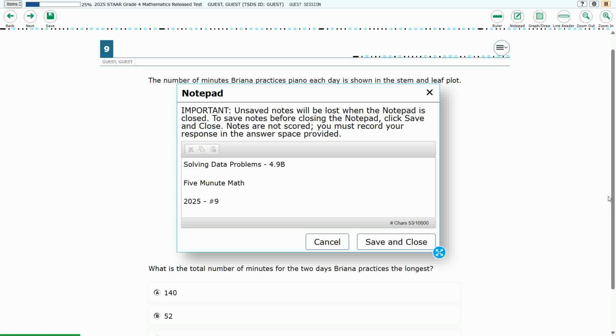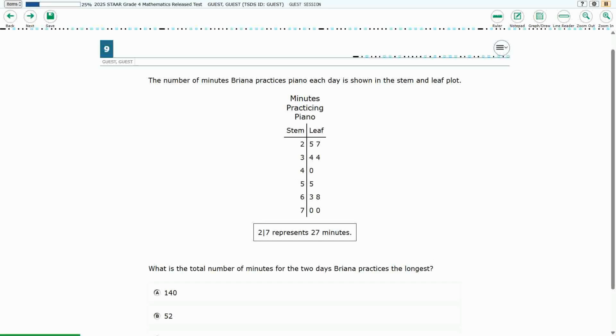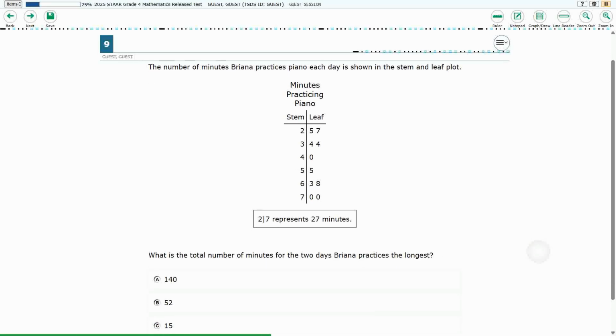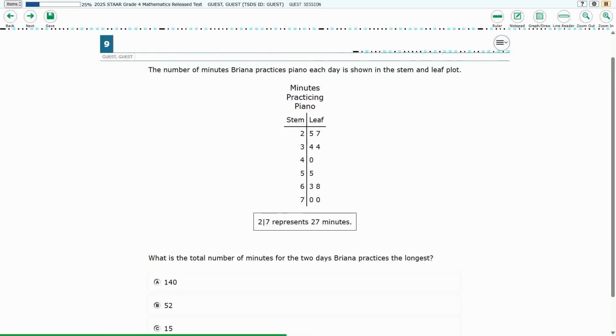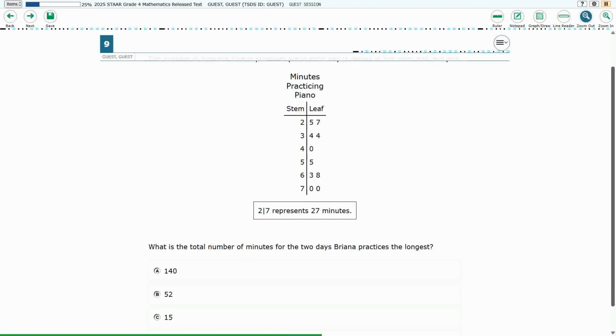Today we are looking at the fourth grade concept of solving data problems. This is standard 4.9b in the great state of Texas, and we are using item number 9 of the 2025 released STAAR test. If you haven't done so already, please go ahead and take a moment to pause the video, work this problem out on your own, unpause it, and we will look at our answers together.